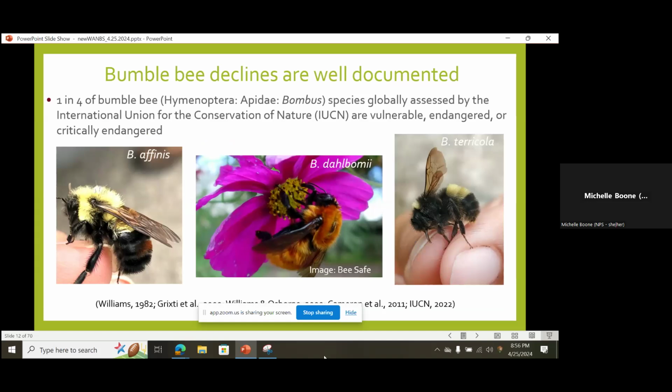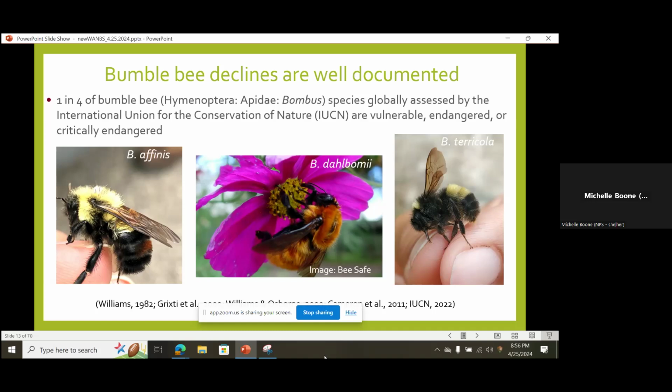So bumblebees, specifically of the genus Bombus, have declines that are well documented. So these are one of those species that are better studied, likely because they're large, charismatic, easy to detect species, similar to the monarch. They're sort of these flagship species. But because of that, we actually do have pretty good decline data.